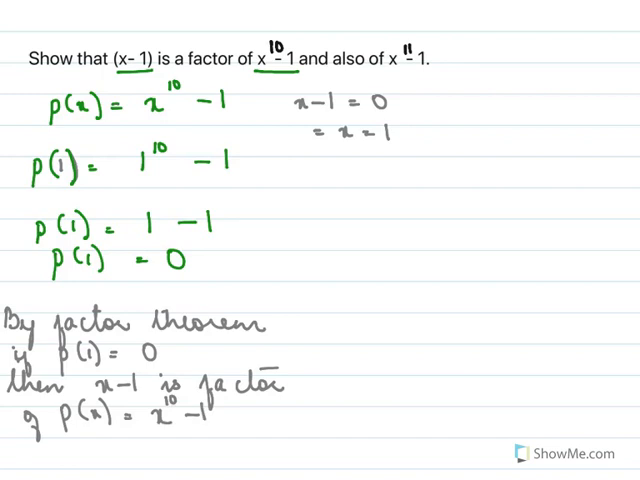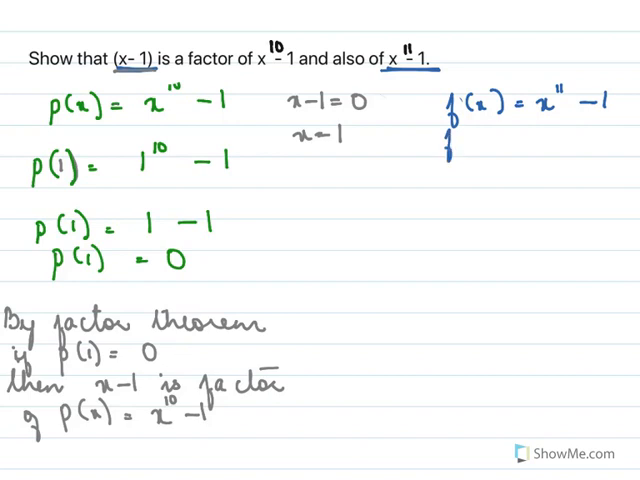Now for the next one, here we have to show that x minus 1 is a factor of x raised to 11 minus 1. So again we do p of x equal to x raised to 11 minus 1. Here we won't take p of x, we'll take f of x, since we have already taken p of x earlier. Now again, to show it is a factor, we take x minus 1, same way, equal to 0, x equal to 1. And then we find f of 1. Wherever there is x, I will put 1. So 1 raised to 11 minus 1. 1 into 1 into 1, 11 times will be 1, minus 1. So f of 1 equal to 0.